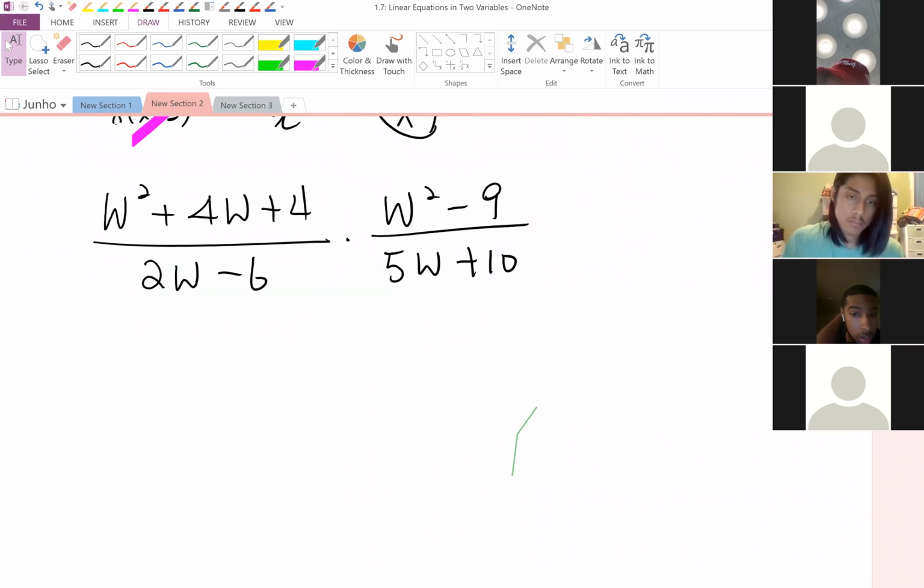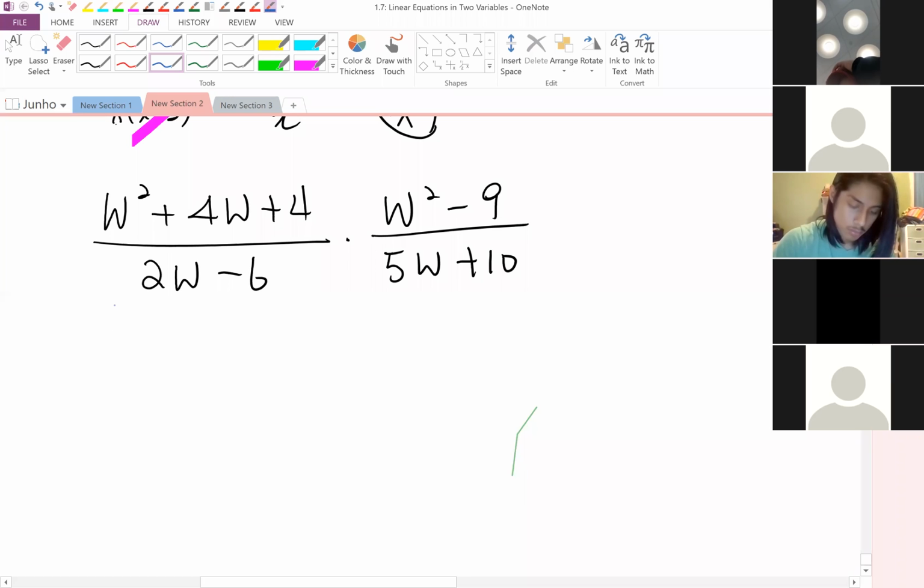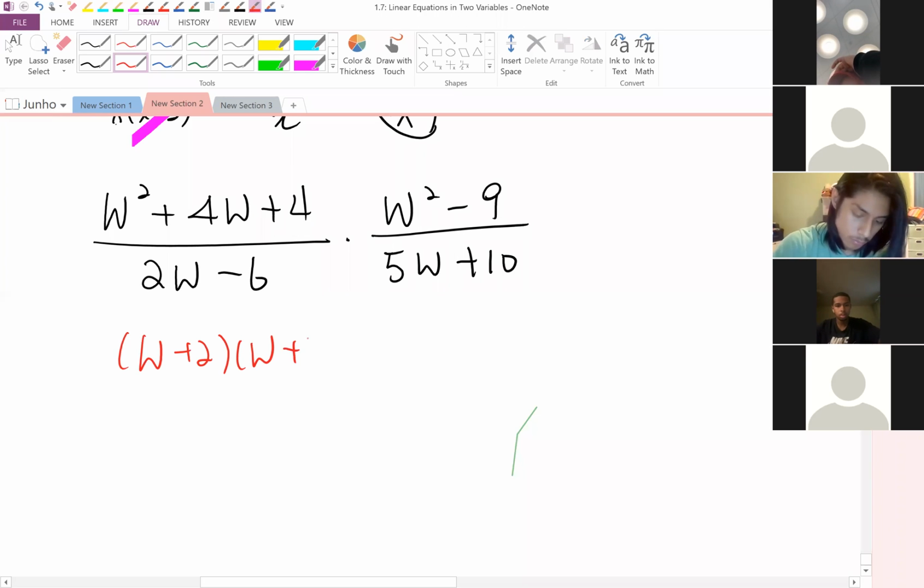So who can tell me the first step? Common factor. The first one is w plus 4... w plus 4 times w plus 1? W plus 2. Yeah, w plus 2 makes more sense to me. So w plus 2 times w plus 2, right? What about the denominator? Parentheses w plus 3... minus 3.